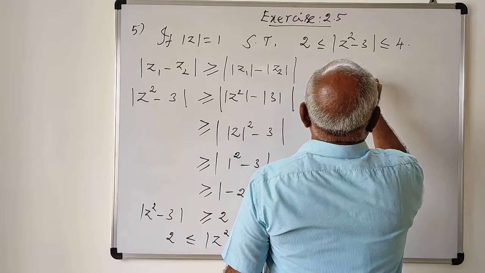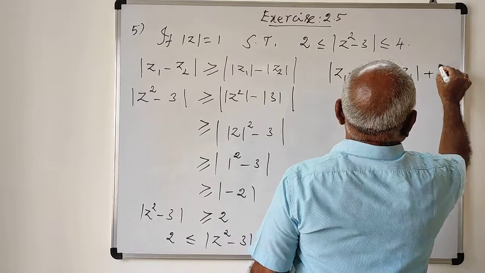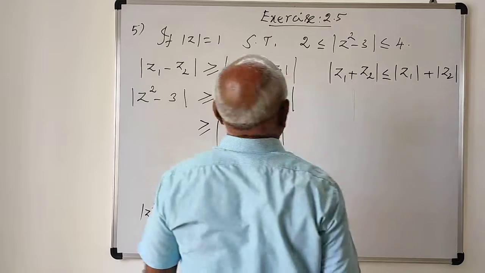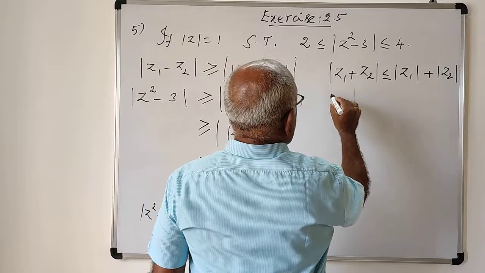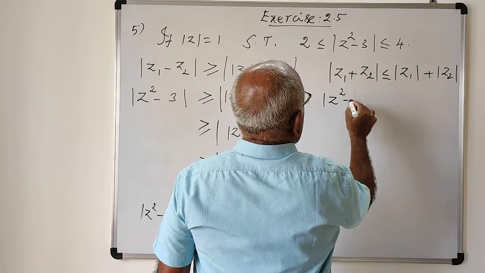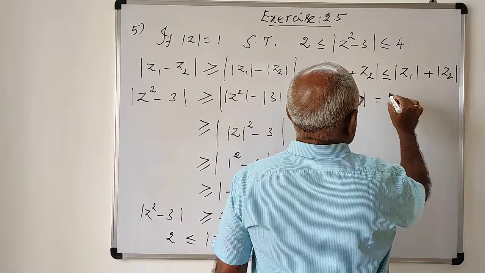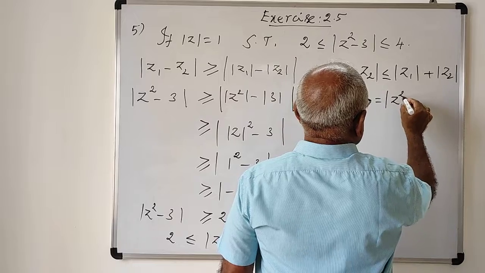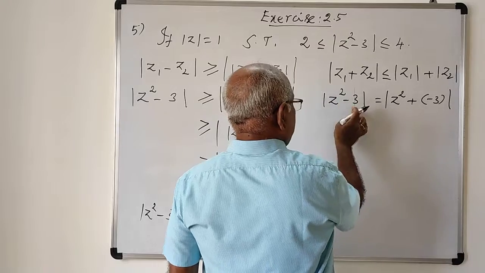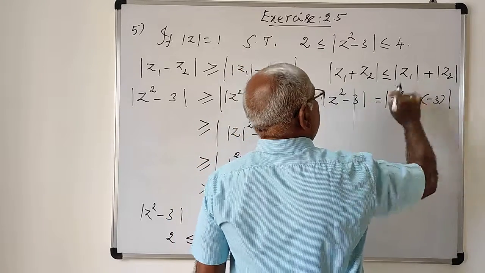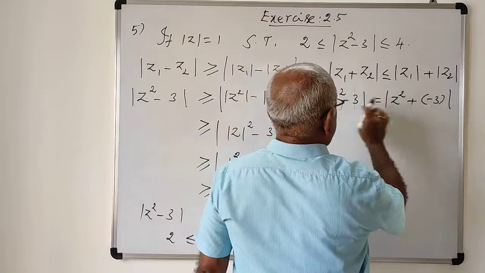We know the triangle inequality: mod of z1 plus z2 is less than or equal to modulus of z1 plus modulus of z2. So, to prove the right hand side result, modulus of z square minus 3, I can rewrite it as modulus of z square plus minus 3. Because to use the above triangle inequality, I rewrite the equation like this.